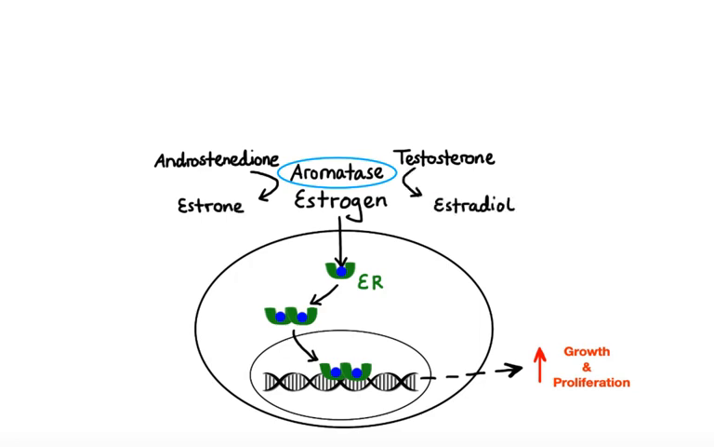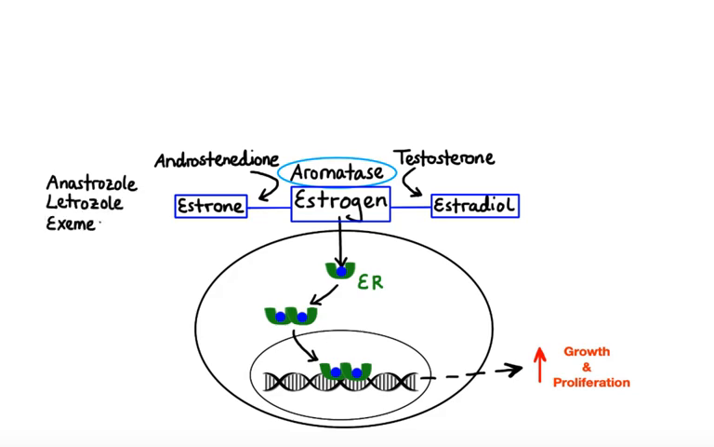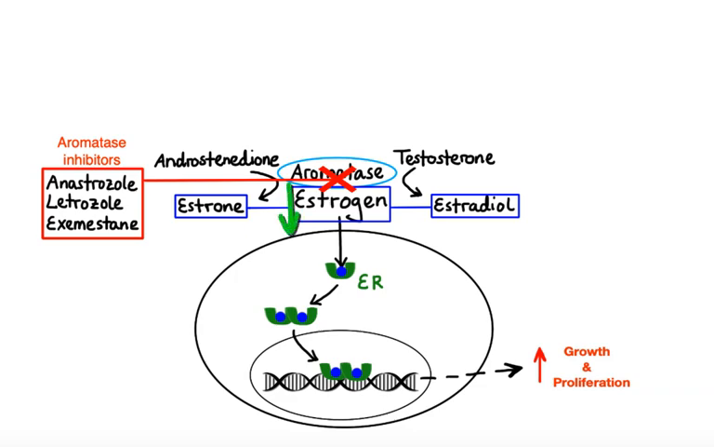Estrone and estradiol are biologically active estrogens, which bind to and activate estrogen receptors, thereby promoting cell proliferation. Aromatase inhibitors such as anastrozole, letrozole, and exemestane work by blocking the aromatase enzyme, which in turn reduces the production of estrogens, particularly in postmenopausal women.